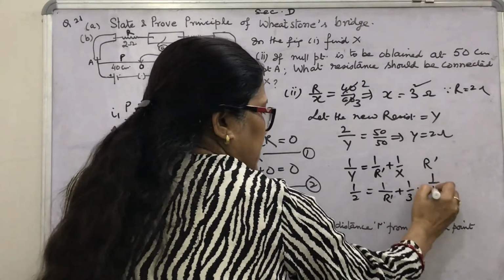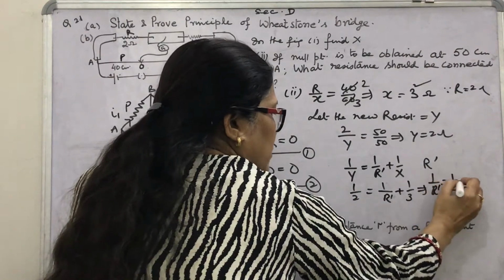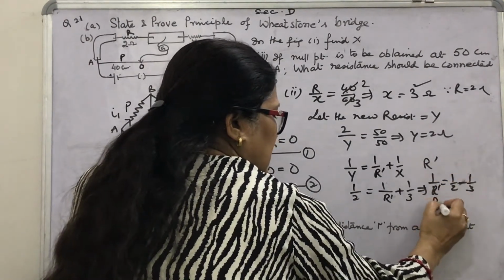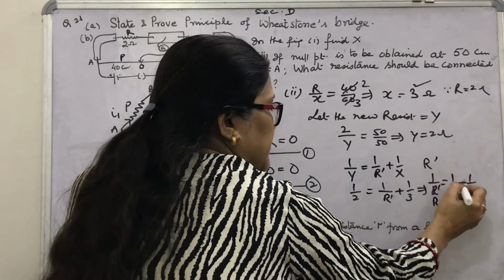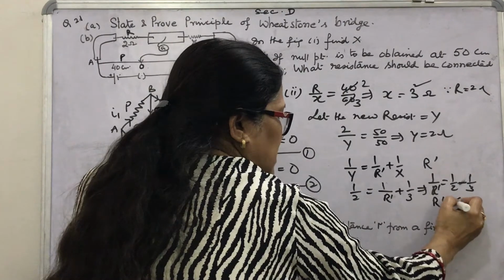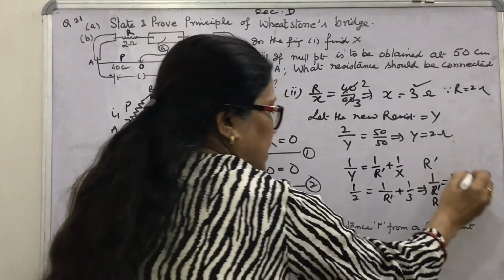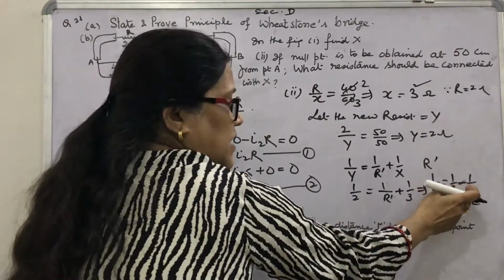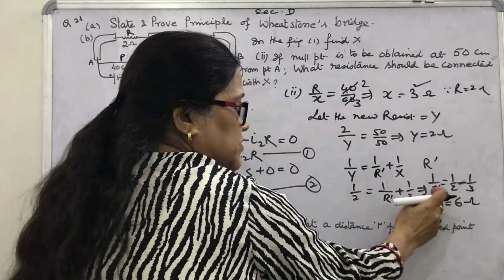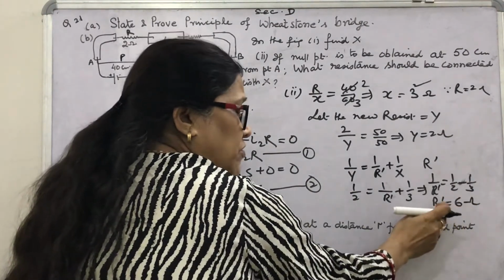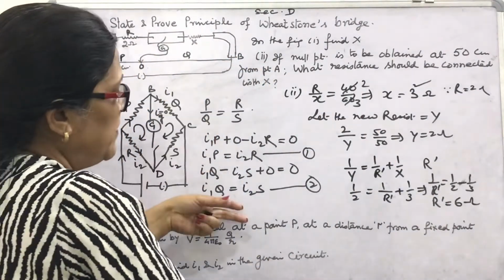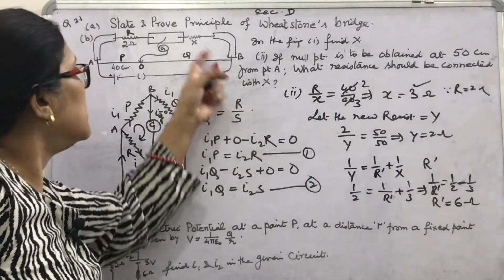That means 1 by R dash equals 1 by 2 minus 1 by 3. That is, 3 times 2 is 6, so R dash will be 6 ohm. You will get here 3 minus 2, 1, so 1 by 6, so R dash will be 6 ohm. How will you connect R dash with X? In parallel. So in this way, you have to solve this first part.